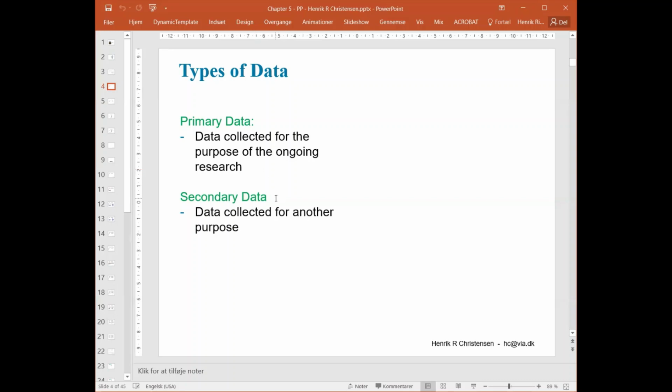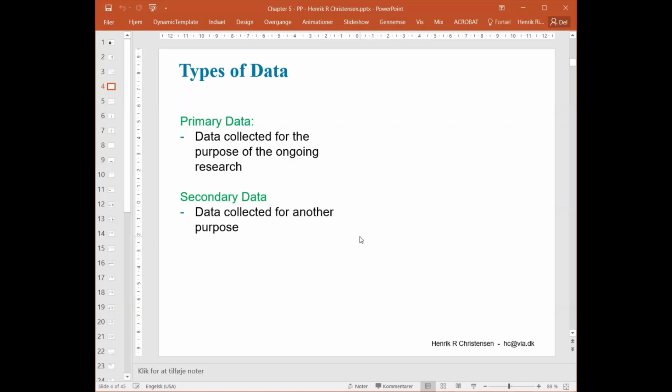Whereas secondary data, data collected for another purpose. If we keep having the example of satisfied employees at our company, then would there be any secondary data? Well, there might be an industry. There might be a case where our company is part of an industry. And within the industry, there might have been some research performed about how satisfied are employees within the industry. So we could actually collect that kind of data.